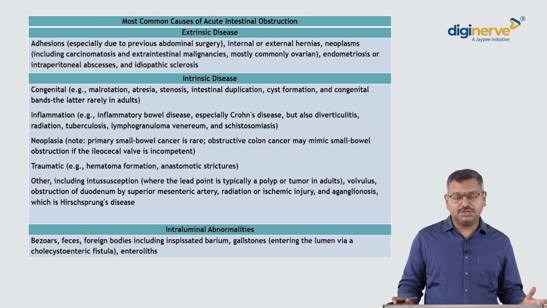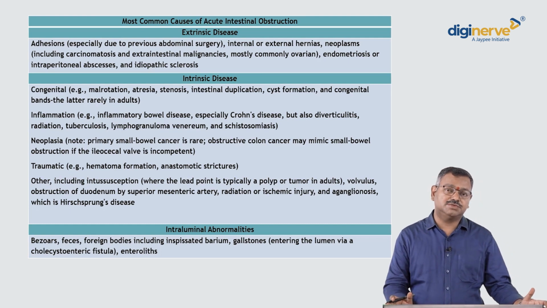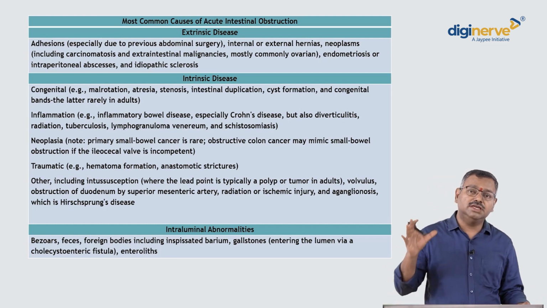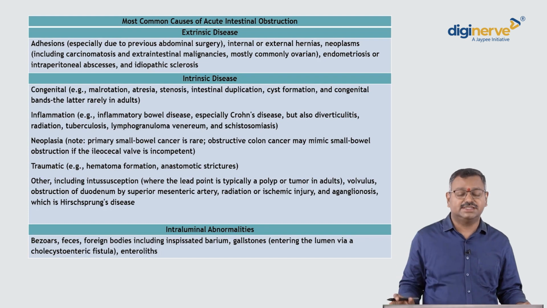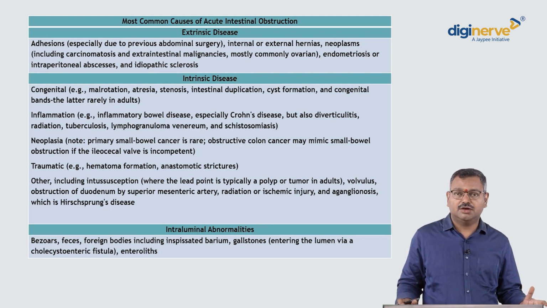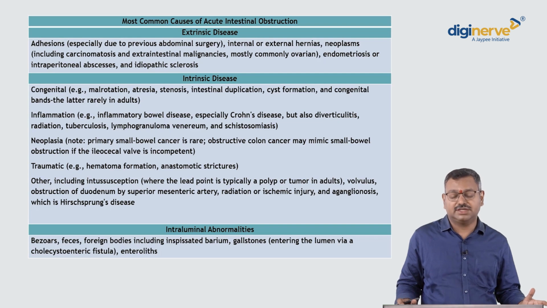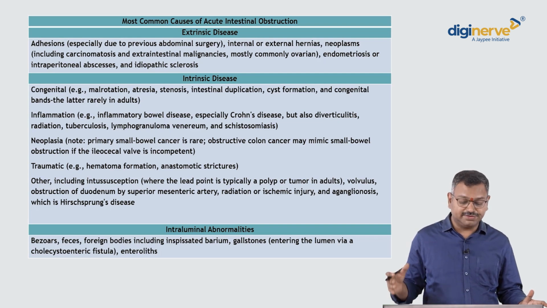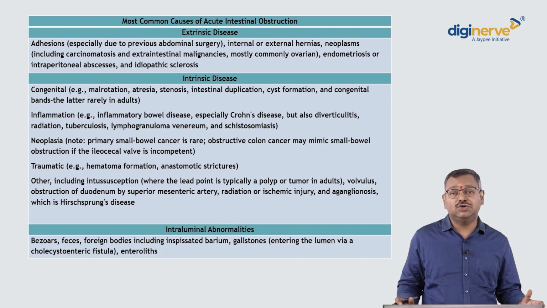Now the most common causes of intestinal obstruction are probably related directly to the intestine. They can be extrinsic diseases like adhesions, post-surgical adhesions that could happen, or an external hernia, or a tumor compressing from the outside, usually ovarian tumors, or endometriosis, sometimes due to an intraperitoneal abscess, sometimes due to fibrosis like retroperitoneal fibrosis or sclerosis that can happen.